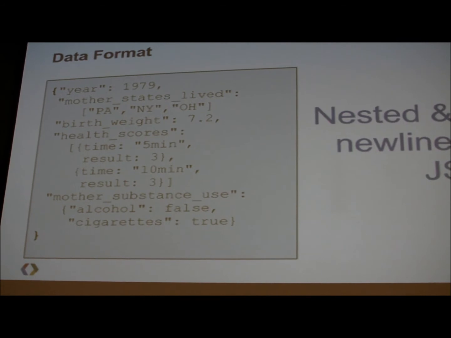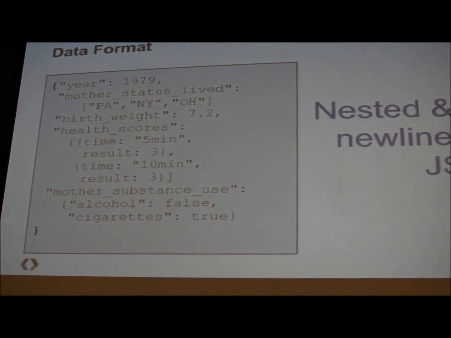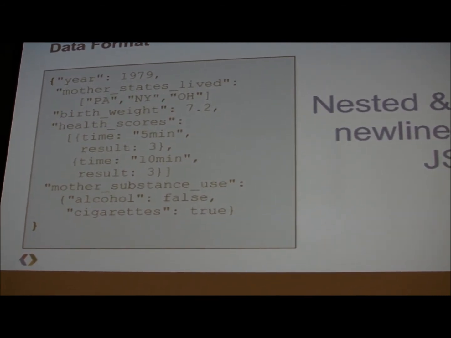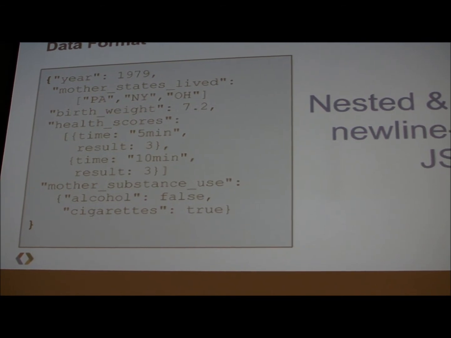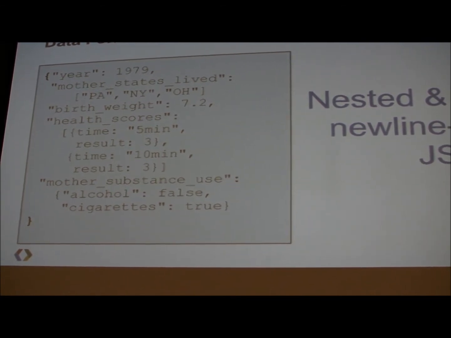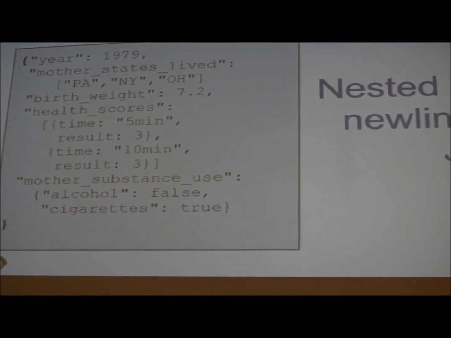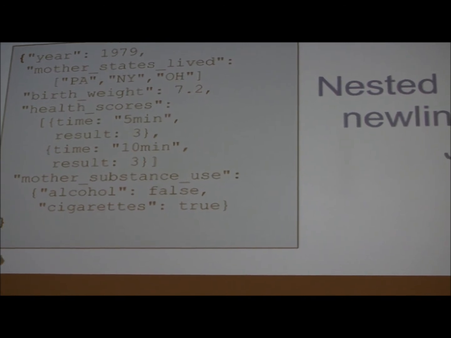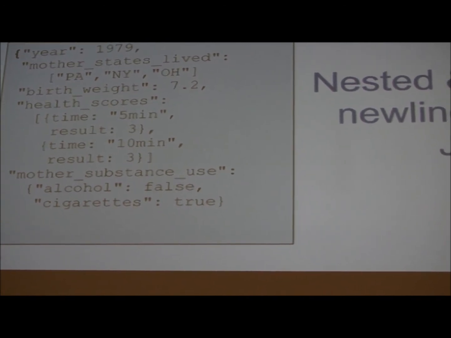So each baby born has a year that they were born, the list of states that their mother lived in prior to the baby being born, health scores, etc. So this all represents kind of one transaction. We can call birth a transaction. And so in between each row, you would have a new line.